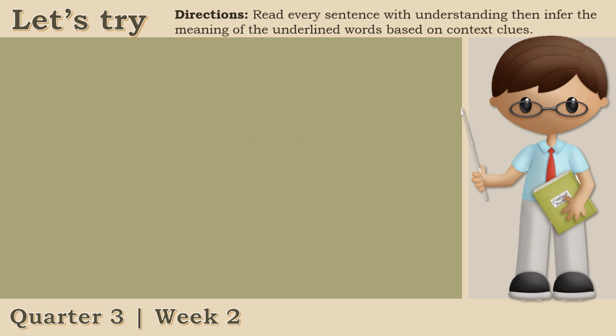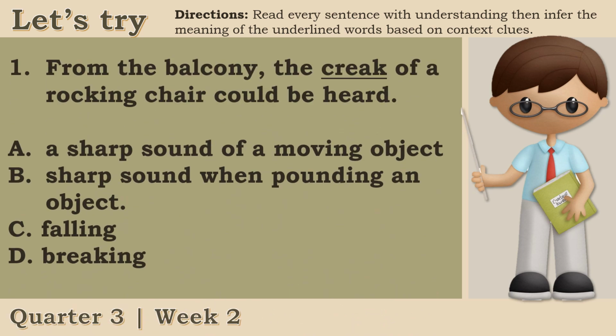Okay, now let's try to answer. The direction is: read every sentence with understanding, then infer the meaning of the underlined words based on context clues. Let's start. Number 1. From the balcony, the creak of a rocking chair could be heard. The underlined word here is creak. A. A sharp sound of a moving object. B. Sharp sound with pounding an object. C. Falling. D. Breaking. What's the answer? Very good. The answer is a sharp sound of a moving object.